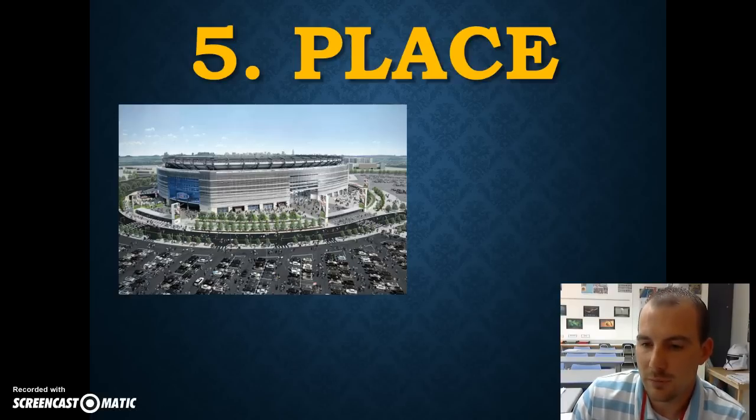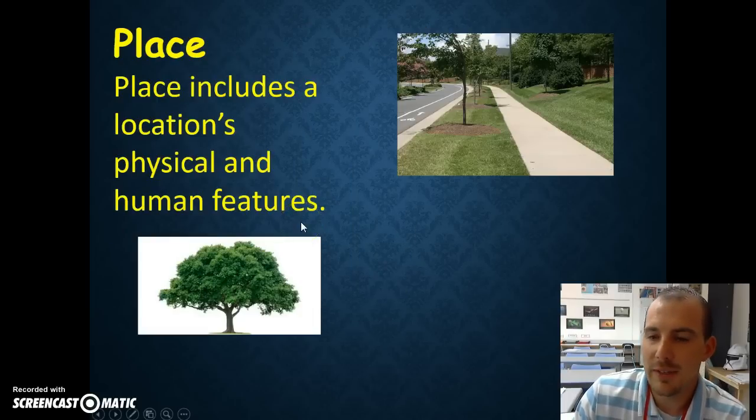Our final theme of geography is place. Great picture, by the way. And place is a simple one. It includes the location's physical and human features. So if we were studying, say, Egypt, and the theme we were looking at is place, we'd be looking at all of the physical features that Egypt has and all of the human features that Egypt has.